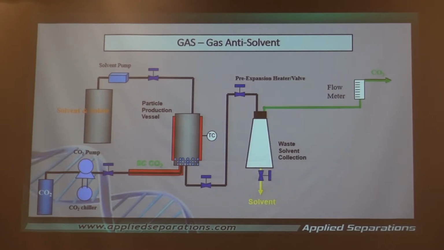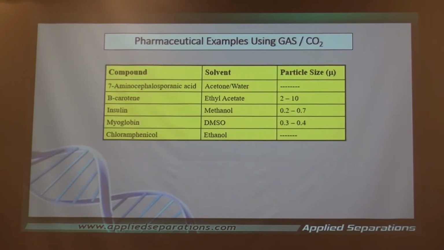Now, here are some examples of some of the things that have been made in this fashion as well, pharmaceutical compounds. And these are all in the literature. It is learning the technique itself, having the patience to go ahead and follow through what you're doing, but then having the piece of equipment that allows you to go ahead and control these parameters.